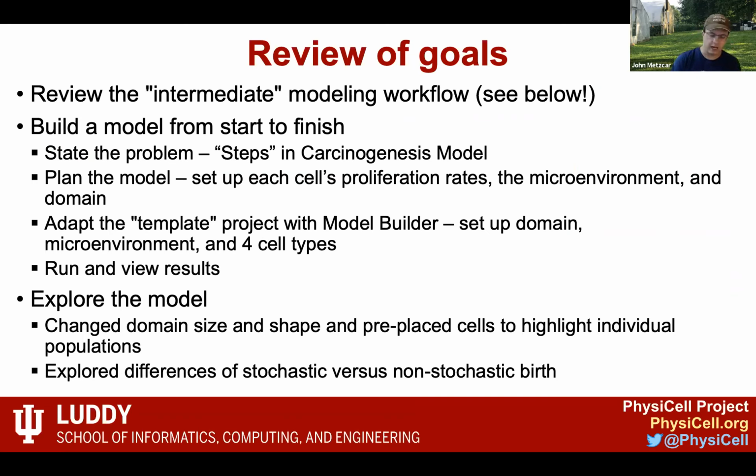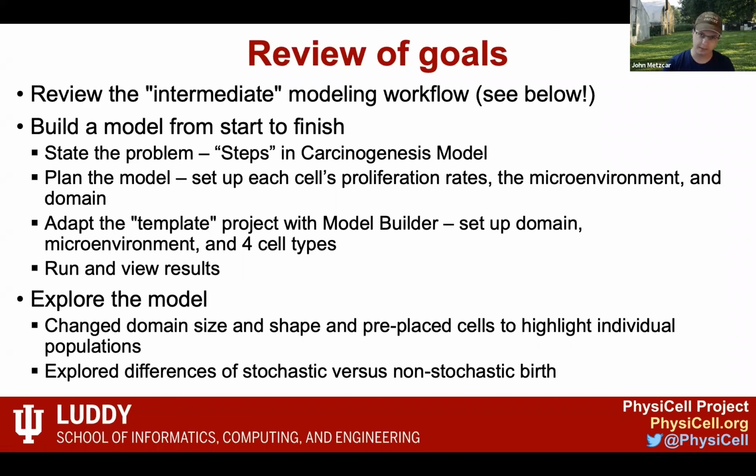So our implementation of the workflow was, we stated the problem. In this case, it's our steps in carcinogenesis model, where the steps are sampled all at the same time, as opposed to watching the evolution of carcinogenesis. So you'd have to think about getting it from either multiple cell lines or multiple samples. Then we planned the model and set up each cell's proliferation rates, the microenvironment, et cetera. So we made the mathematical model, and then using the make commands in PhysiCell, we made the template project, and then used the model builder to add on the depth to that project.